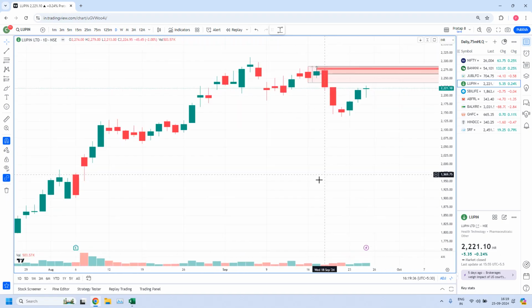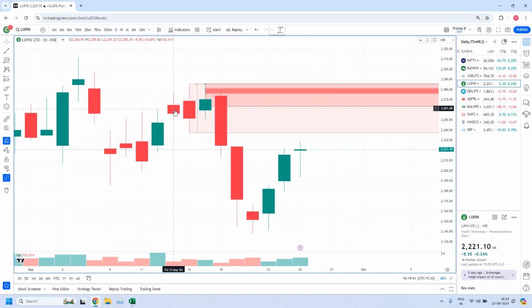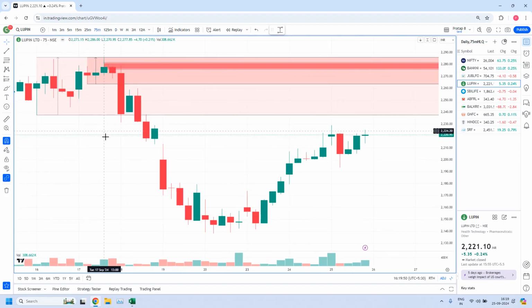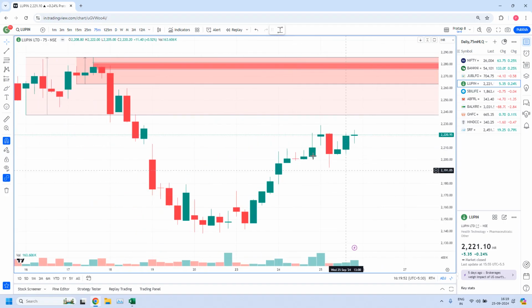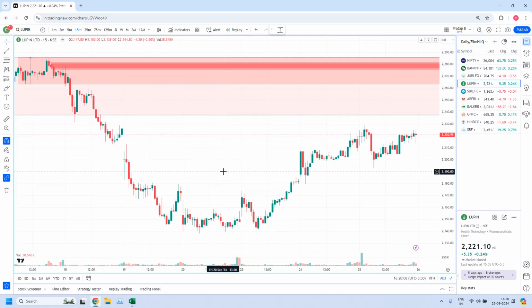So this is Lupin. Okay, here we have a daily zone. We have a hidden body. This is a leg-in, 2 base candles and a drop, and then fine-tuned with the 75 minutes time frame. Okay, I have fine-tuned this zone. I'm sorry, earlier TradingView did not show these zones. Okay, there is a clear fine-tuned zone. So again we have a rally, 1, 2, 3, 4 base candles and a drop. This is again fine-tuned with the 15 minutes time frame.